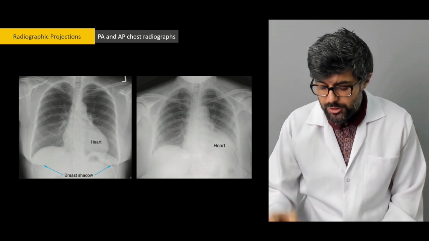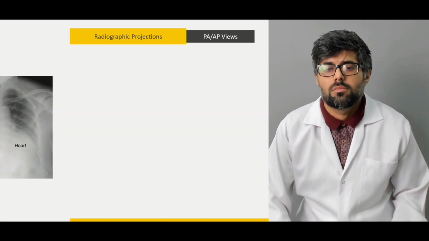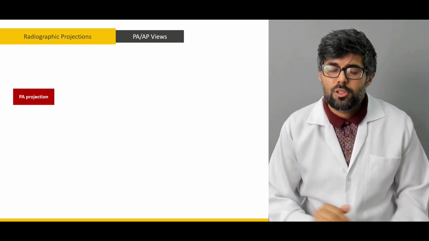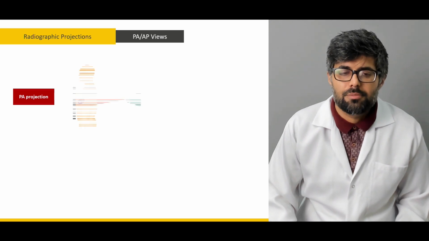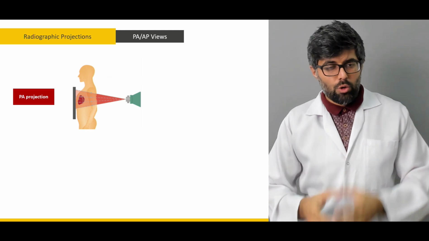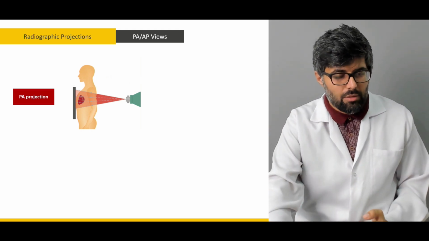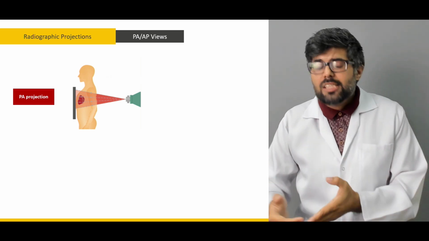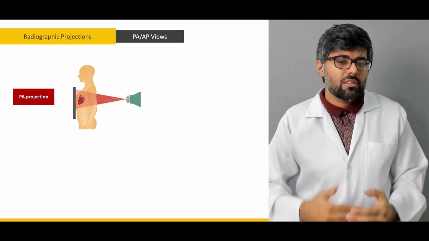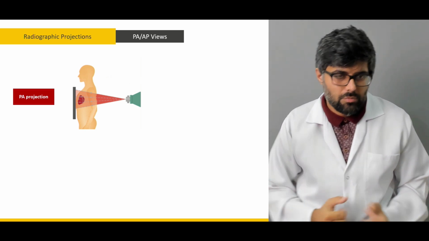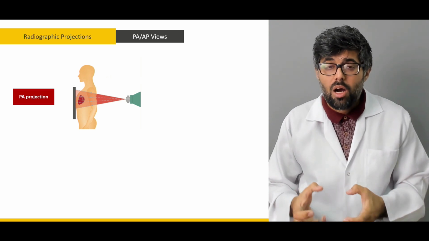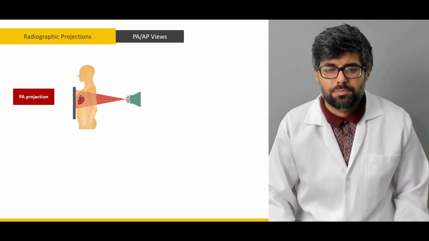What are these projections? We'll study them here. First off, the PA projection. In PA projection, or posterior to anterior projection, the X-ray source is behind the patient and the detector is in the front. That's why in PA projection, the heart appears smaller.